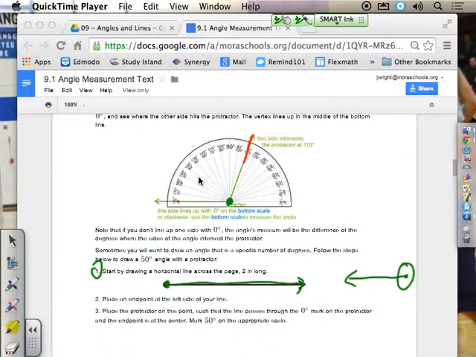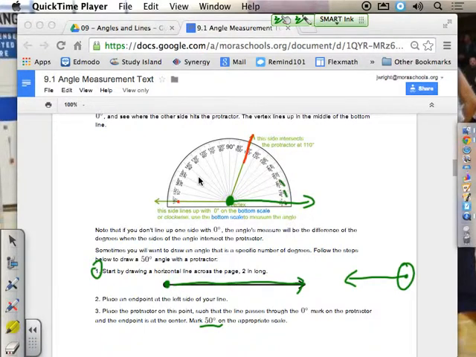Okay? Next, you would take your protractor and you would line up the endpoint right where the vertex is supposed to be, right there. Okay? And it would go from 0, this would be lined up, and the line would come right out here at 0. All right? Let's say that you wanted to make it 50 degrees. You would then make sure that you're starting at 0, and you would count up 50 degrees.